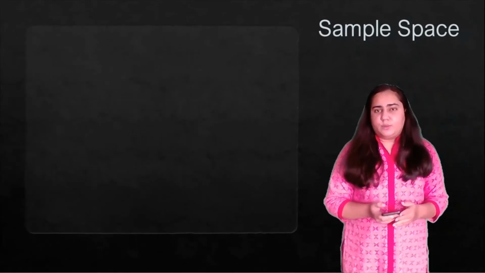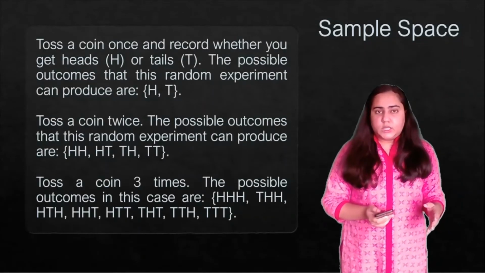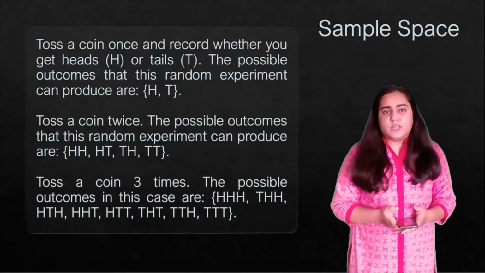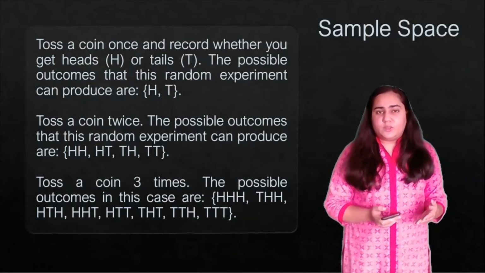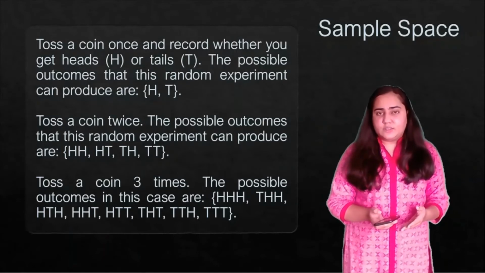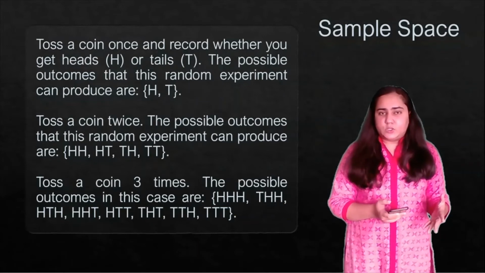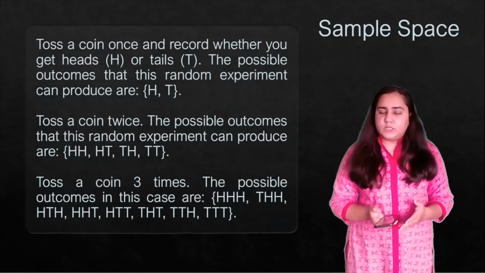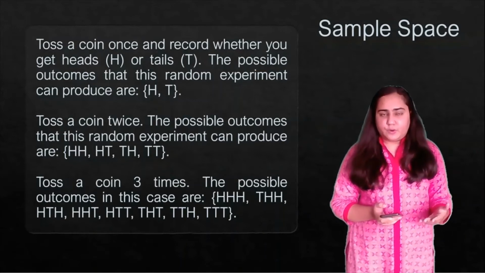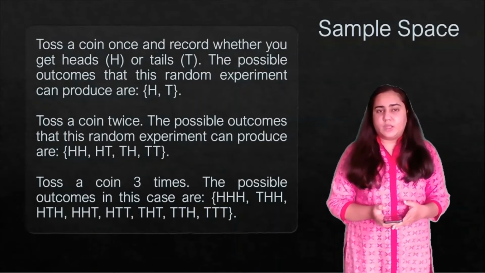Now, whenever we talk about probability, we always need to define a sample space. So what is a sample space? Let's take some examples. If you toss a coin once and record whether you got heads or tails, the possible outcomes of this experiment will be the set H, T. So H, T is the sample space for tossing one coin once.